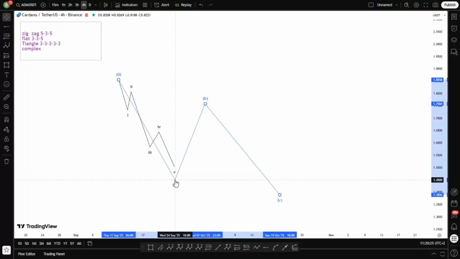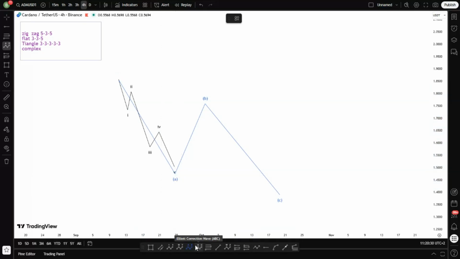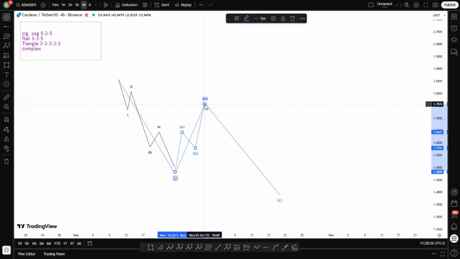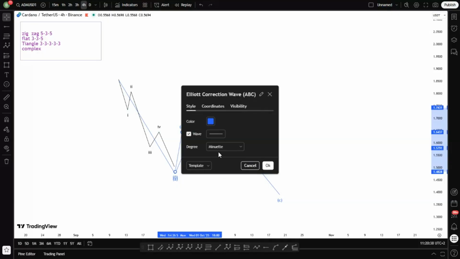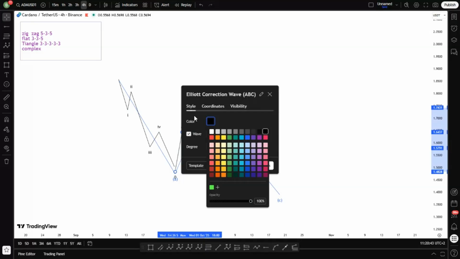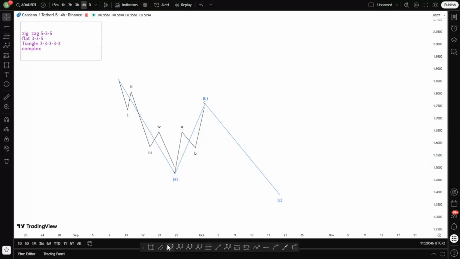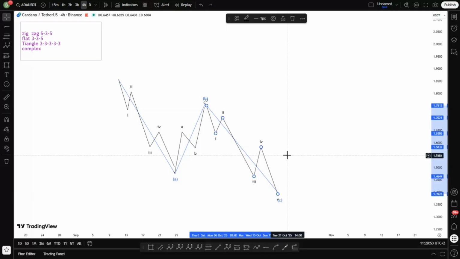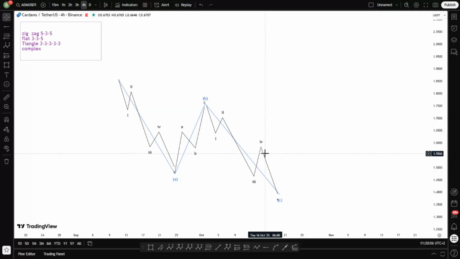I just want to make it clear for you guys. And then we see ABC, and then A, B, C, but at lower degree, as you know, guys. At lower degree, same color as the previous one, and then another five-wave move, wave 1, 2, 3, 4, 5. So this is how we can tell that there is a potential of a zigzag pattern forming.